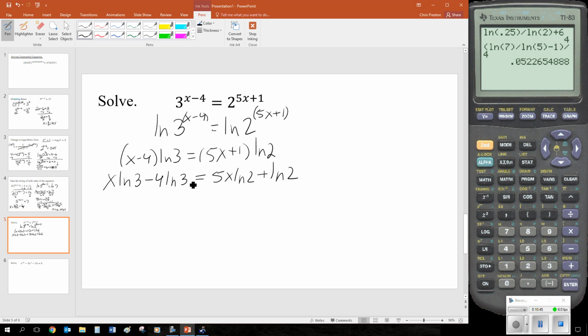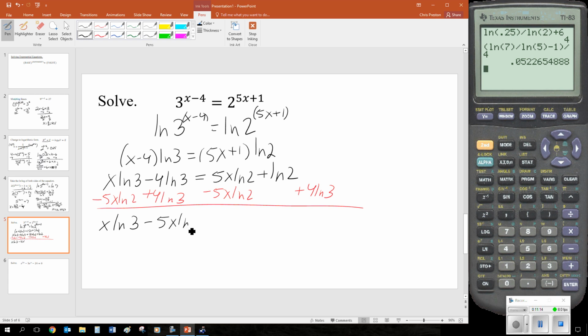Then I'm going to get every term with an x on one side of the equation, and every term without an x on the other side. So I'm going to add this 4 natural log of 3 to this side of the equation, and I'm going to subtract this 5x natural log of 2 from that side. That's going to give me x natural log of 3 minus 5x natural log of 2 equals natural log of 2 plus 4 natural log of 3.